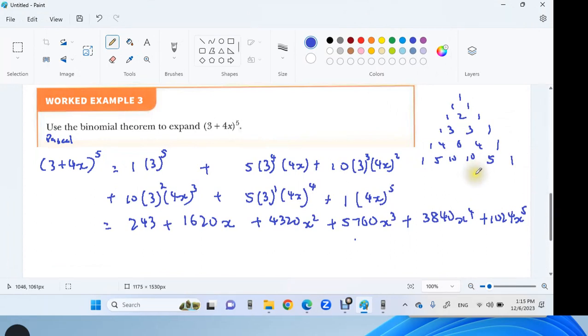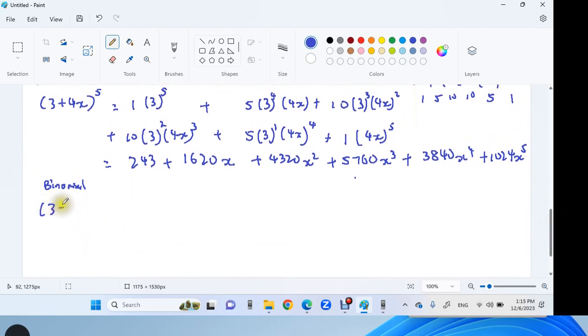What I did here is not acceptable in the exam. Why is it not acceptable? Because I'm not using the binomial theorem. If we want to use the binomial theorem, what we need to do is write (3 + 4x)^5 as 3^5 plus 5C1, 5C2, 5C3, 5C4, and 5C5 terms. No need to write 5C0.